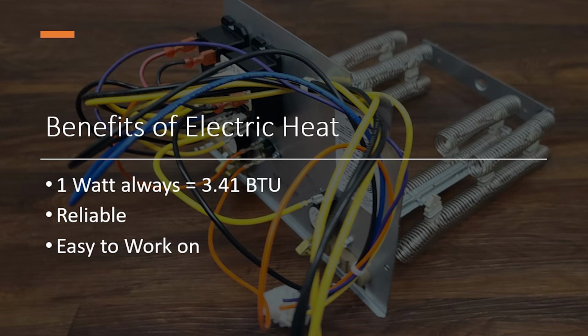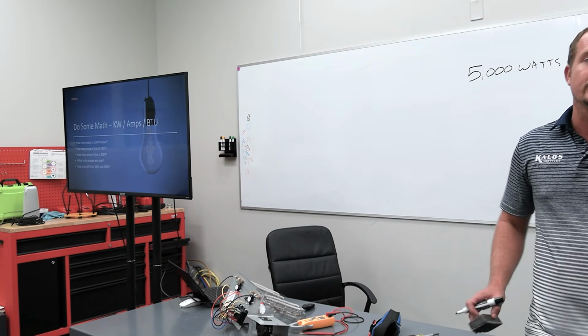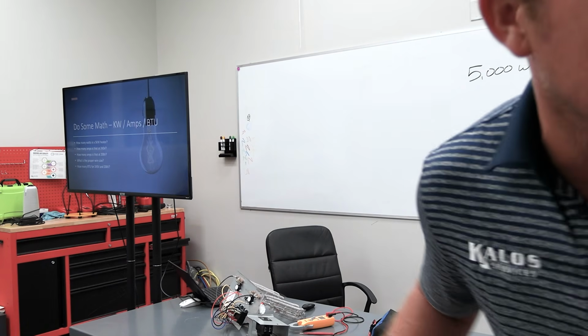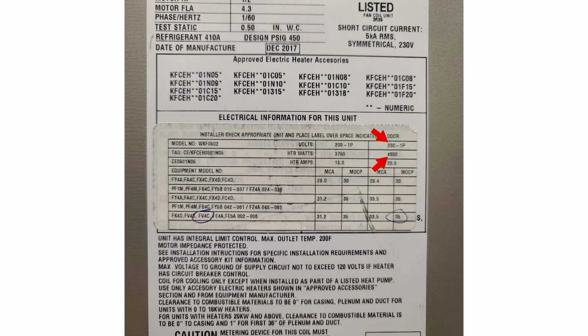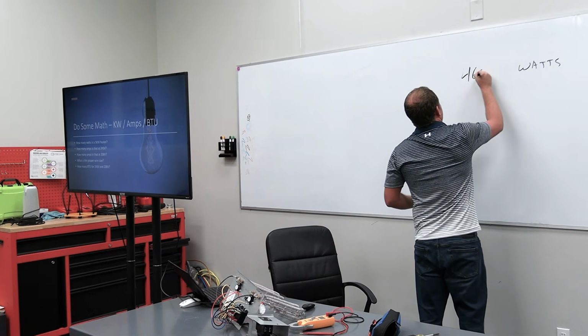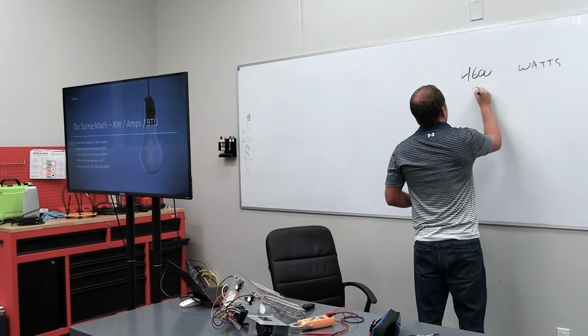So let's use the math here. If we go to 230, we've got, what did I say again? 4,600? It's right here on the data tag, 4,600. So that's what we're going to use. We're going to use the one that we've got here. 4,600 watts at 230 volts.